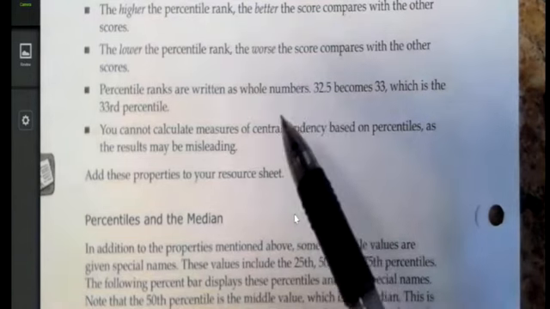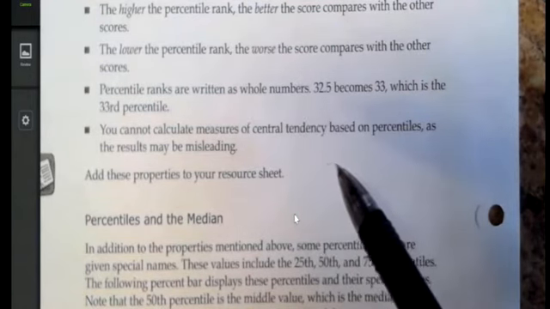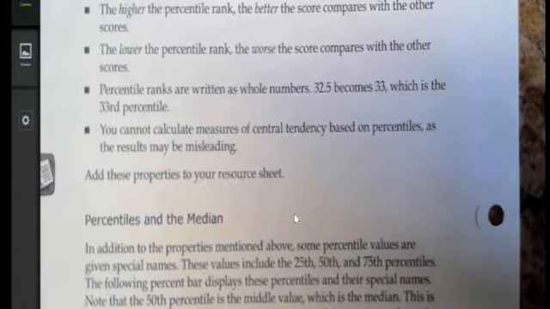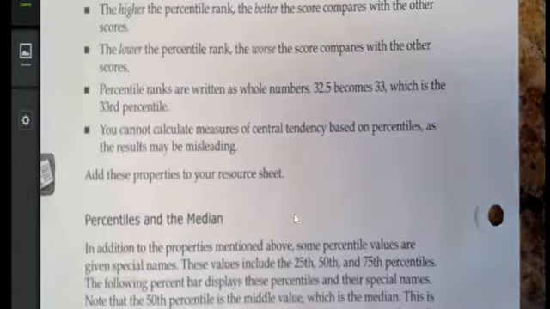You cannot calculate measures of central tendency based on percentiles, as results may be misleading. Okay, so you don't want to take an average. You don't want to take a whole bunch of percentiles and find out their average. A percentile is a percentile by itself, and you use it as a percentile. You don't find a mean, median, and mode.